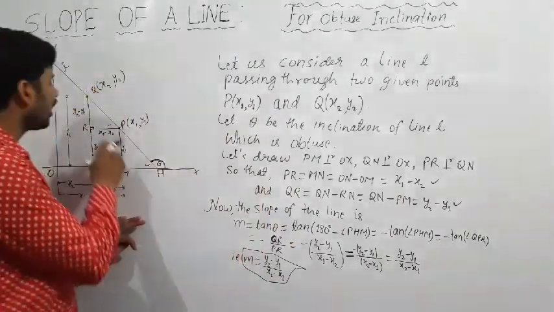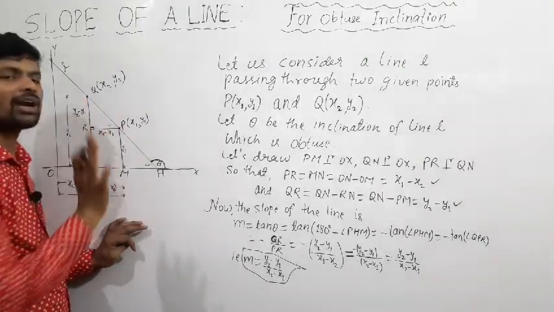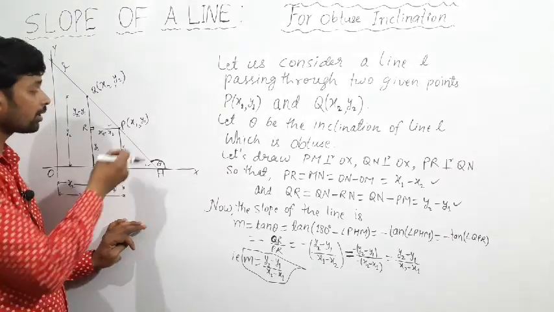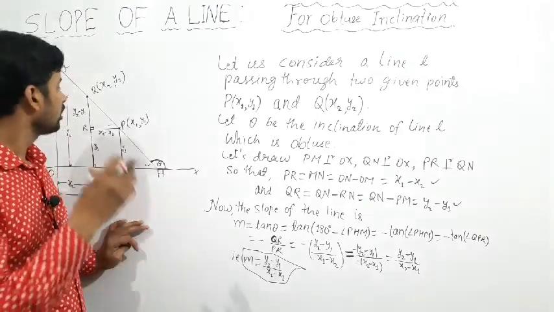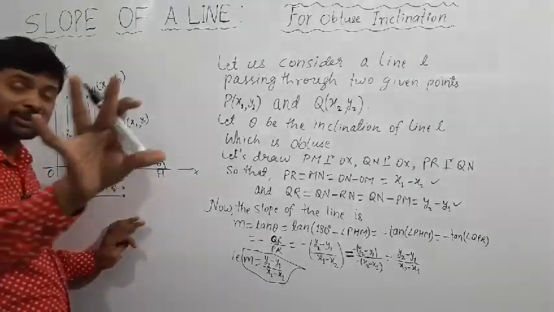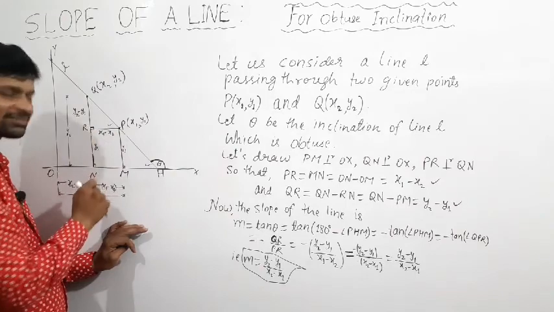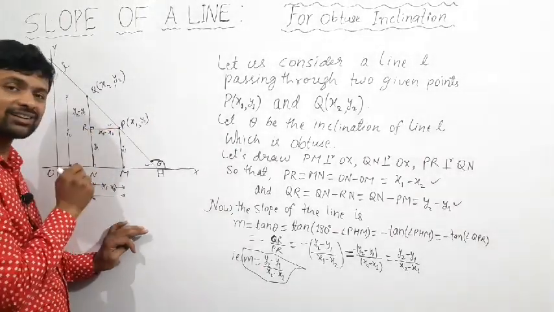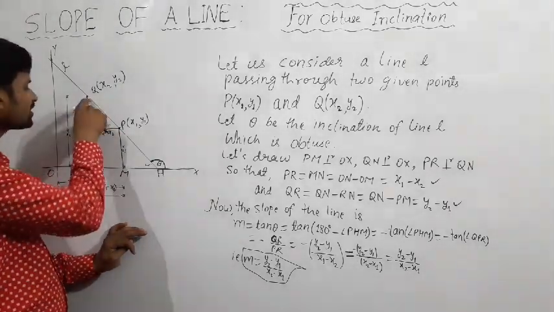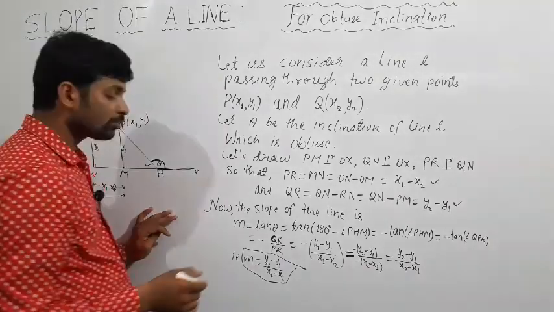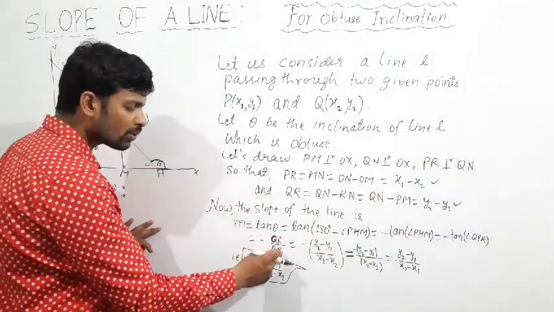The tangent of angle QPR is defined in this right angle triangle PRQ as QR by PR. Is this okay? Yes, of course, because the trigonometric tangent is defined as the ratio of the perpendicular side and its base side. So what is the perpendicular side for this angle? QR. And what is the base side for this angle? The base side is PR. So the tangent of this angle is defined as QR by PR. It is very obvious that minus tangent of angle QPR is equal to minus QR by PR.